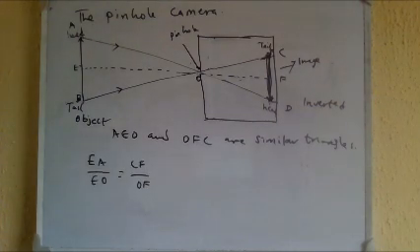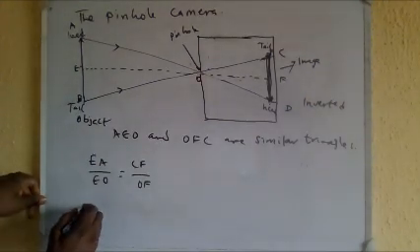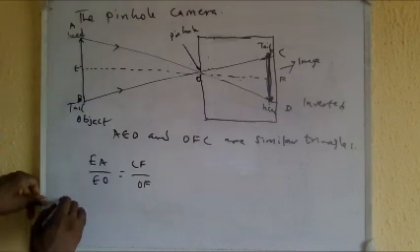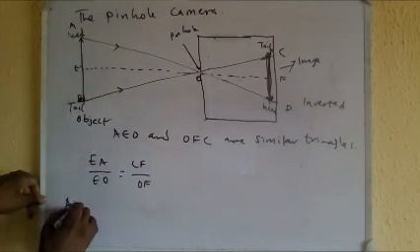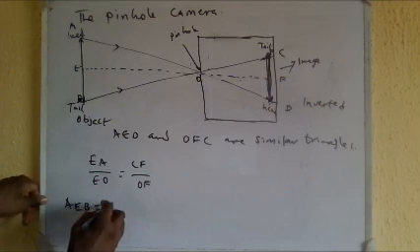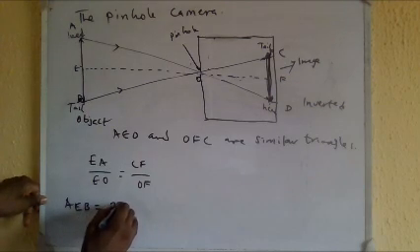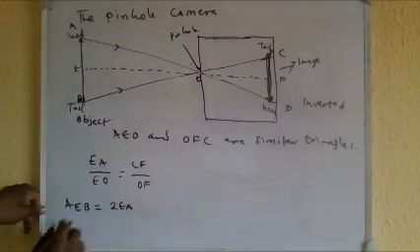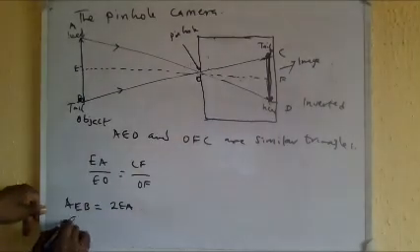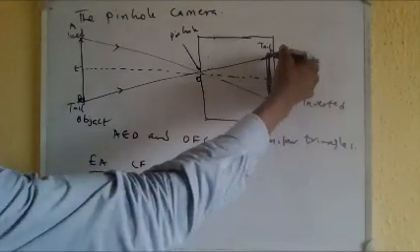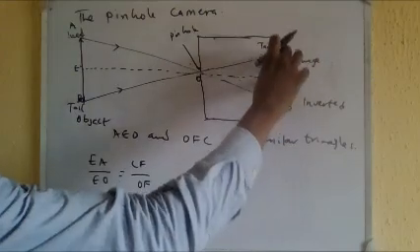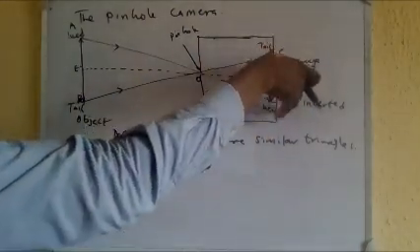And what is EO? By extension, I can say AEB is equal to 2EA. Also, CFD is equal to 2CF. That means this CF and FD, they are the same. If I add the two of them, they are equal. So I can add the two of them to form the whole.